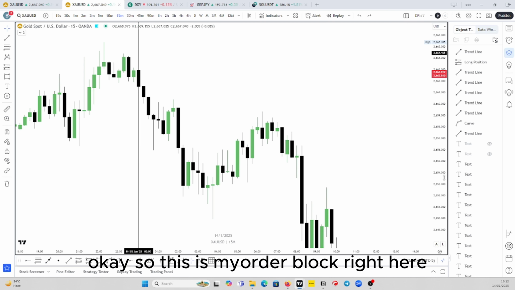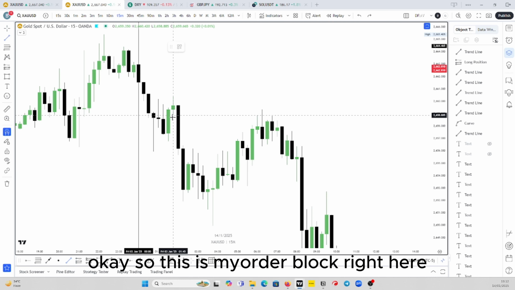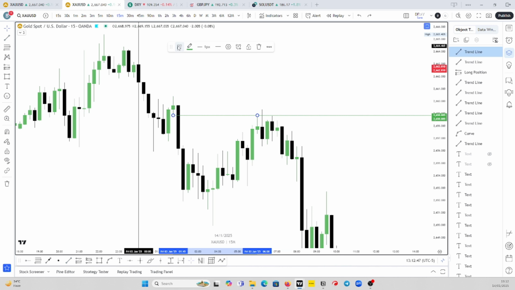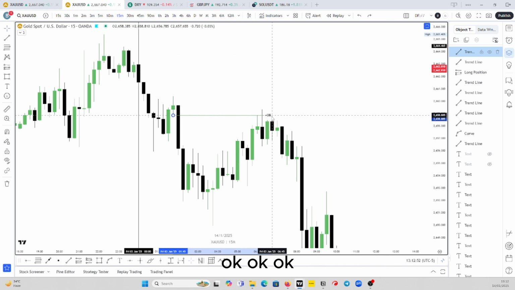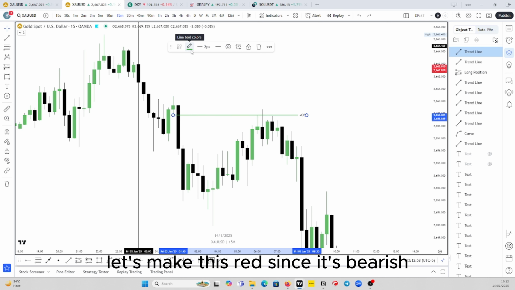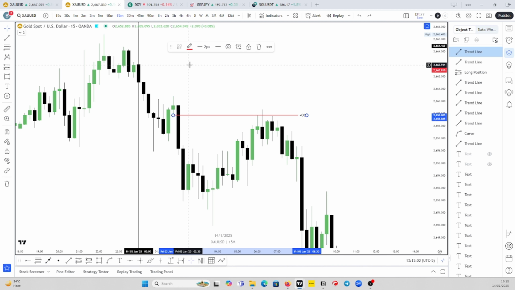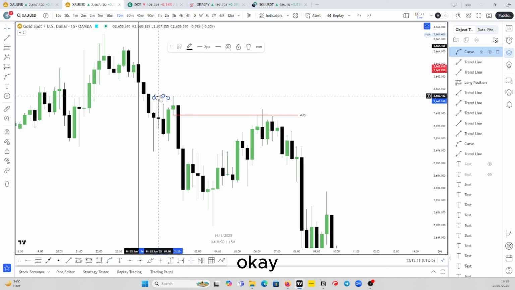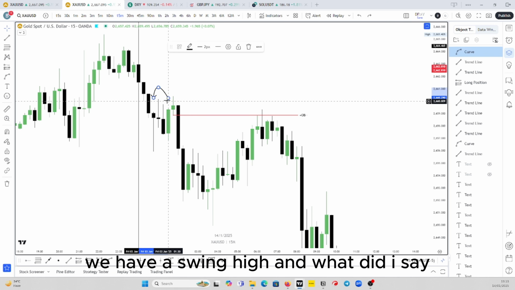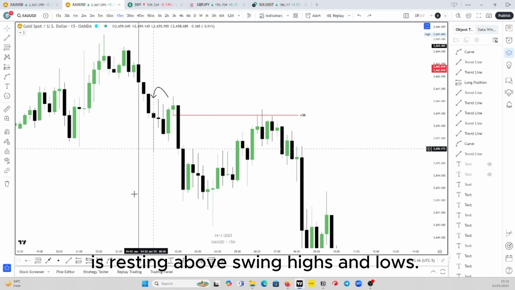Okay, so this is my order block right here. Well, how do you know it's the order block? Simple. We have, let's make this red since it's bearish, we have a swing high prior to the order block. We have a swing high. And what did I say is resting above swing highs and lows? Liquidity.